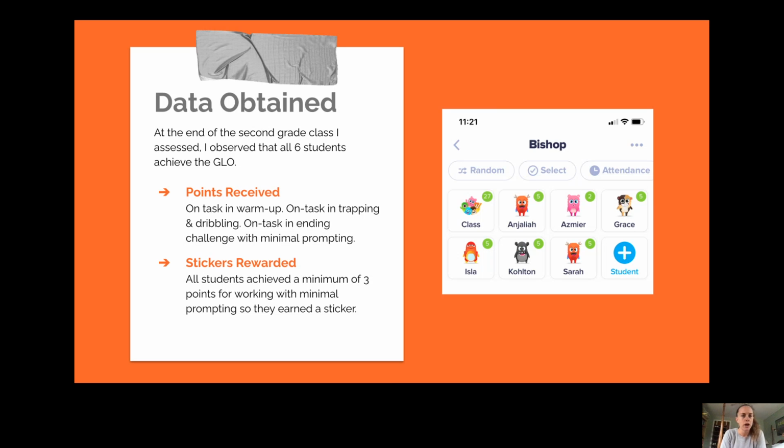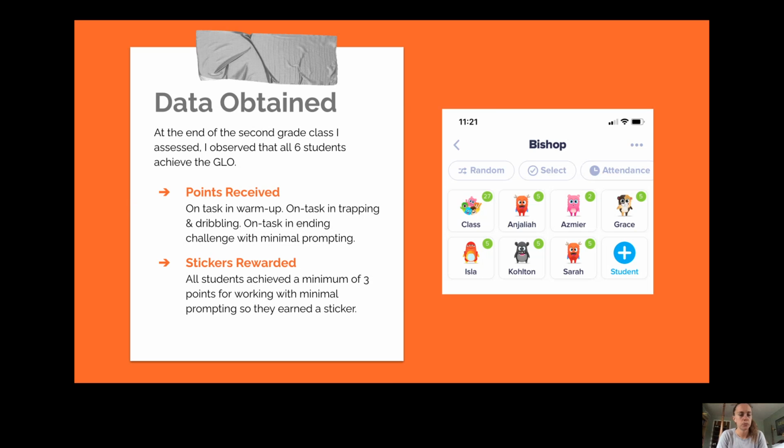So after I did this assessment in the second grade class, I observed that all 6 of the students in the class did achieve that grade level outcome of staying on task with minimal prompting. So in our on-task warm-ups, which is some running or jogging and some stretching and some strength exercises, they were on task when we started to do the trapping skills and dribbling.